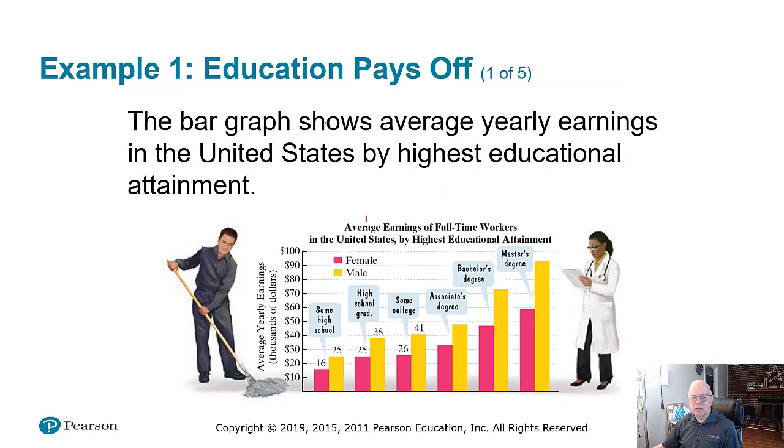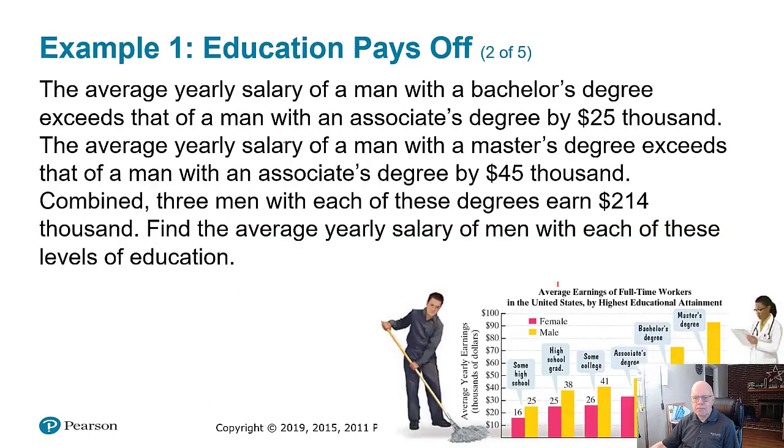Here we've got an application indicated by a bar graph. And you can see what it represents. Maybe you want to hit pause and take a look at that. It might be interesting to you. So the question is, the average yearly salary of a man with a bachelor's degree exceeds, that means is more than, that of an associate's degree by $25,000. Read through that, pause it, and read through it yourself. I don't have to read it word for word. The important thing here is that it's all based off the associate's degree.